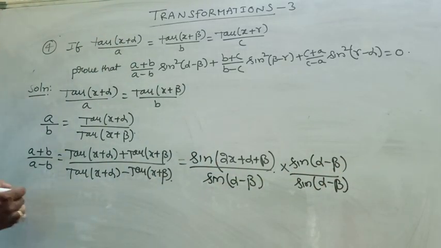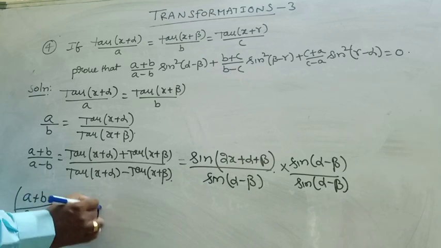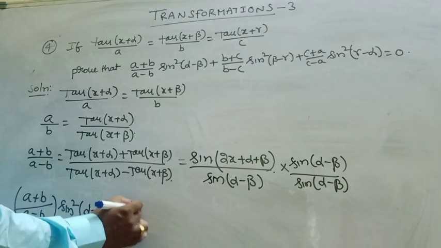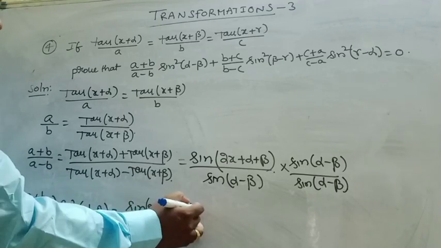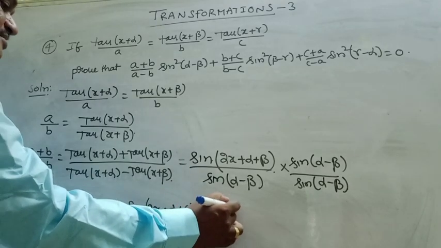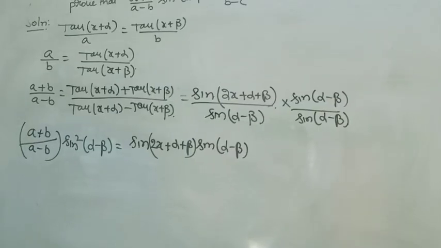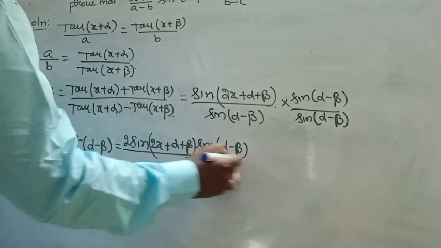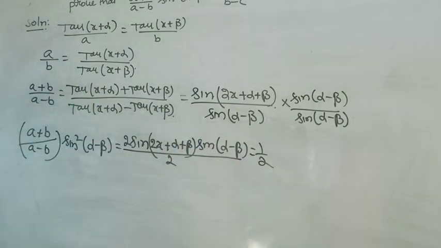Now what we have here is a plus b by a minus b into sine square alpha minus beta, which is equal to sine 2x plus alpha plus beta into sine of alpha minus beta. This is what we have got here. Once we got this, just multiply and divide by 2. Now you have 1 by 2 of it. This is something like the 2 sin A sin B formula.